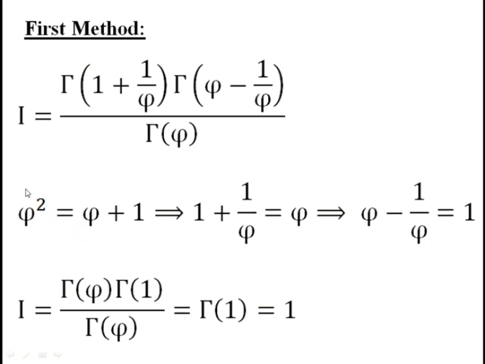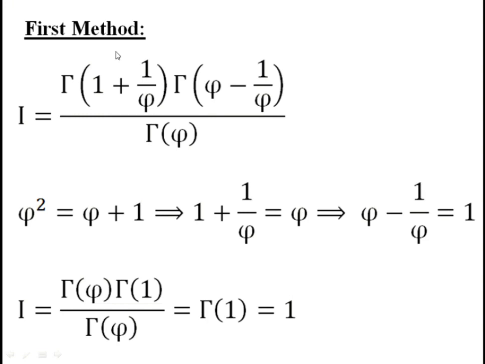But we know that for the golden ratio rule, we have phi squared equal to phi plus 1. Now dividing the whole equation by phi, we get 1 plus 1 over phi equals phi. And so phi minus 1 over phi equals 1. So here, instead of phi minus 1 over phi, we will put 1. So we will get here gamma of 1, and 1 plus 1 over phi equals phi. So from this term, we will get gamma of phi.